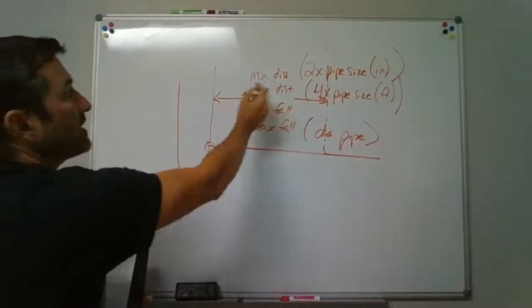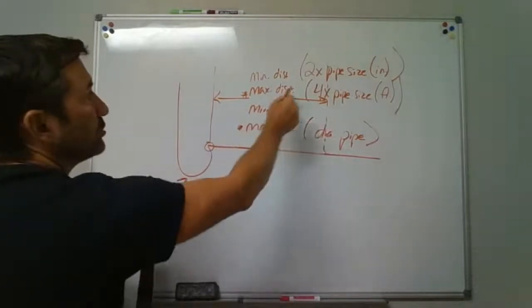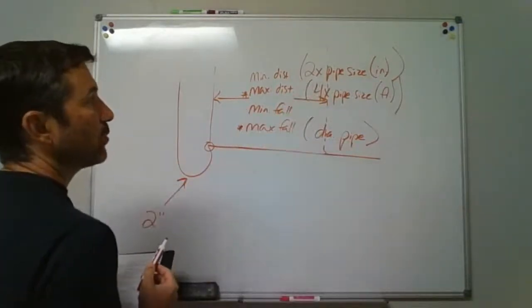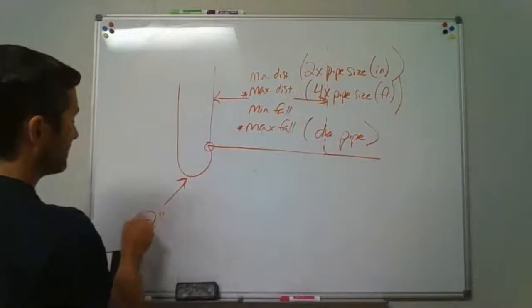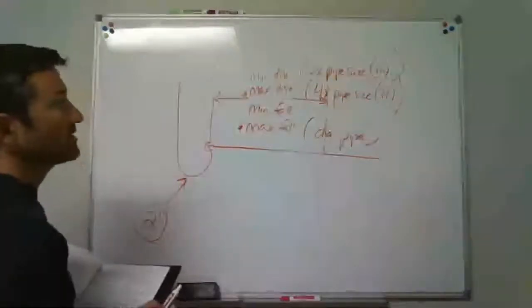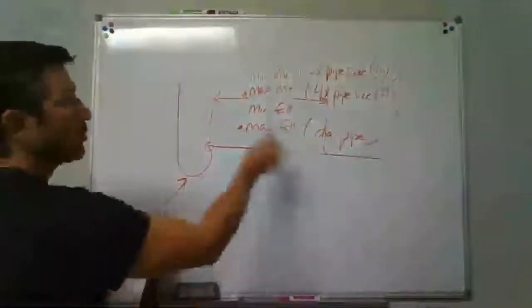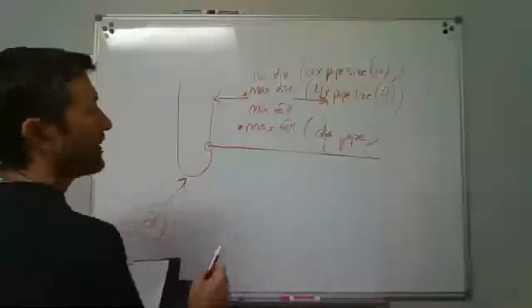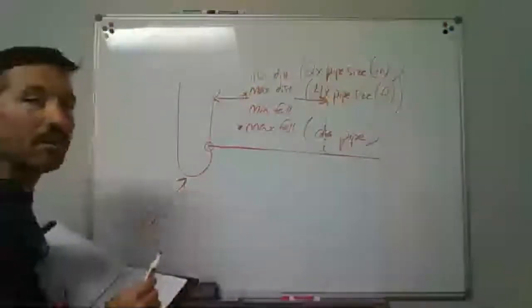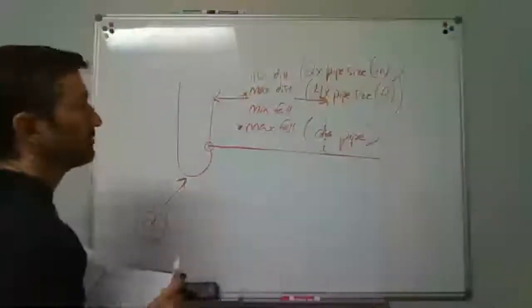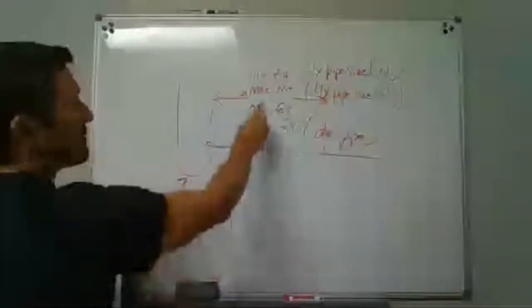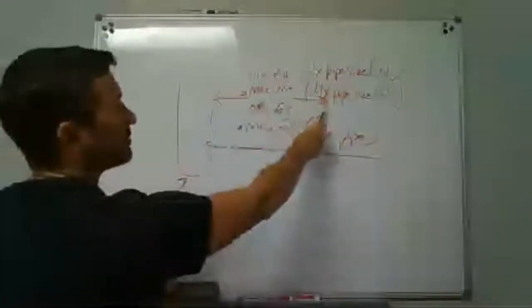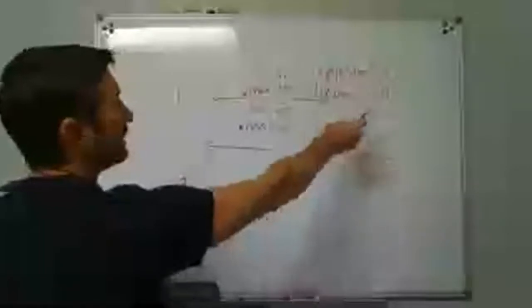So we said, what's the minimum distance? 2 times the pipe size in inches. So 4 inches would be, in this case, because we're working with a 2-inch. So 4 inches is how close it could be. Otherwise, if it's closer than that, what do we call it? A crown vent. And crown venting is illegal. What's the maximum distance? Due to the pipe, 4 times the size in feet.